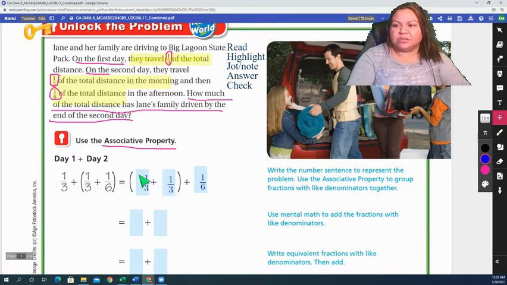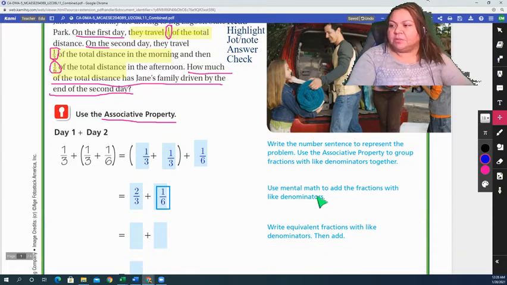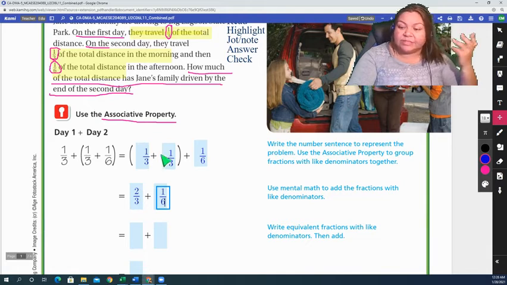Okay, so here, because I have now changed the grouping to add 1/3 plus 1/3 first, I don't have to find the equivalent fraction of this number twice because they have the same denominator. So 1/3 plus 1/3, remember, when I'm adding fractions, I add the numerators and the denominator stays the same. We do not add the denominators, only the numerators. So 1/3 plus 1/3 is 1 plus 1 is 2, and the denominator is 3. And then I'm adding 1/6. Okay. So here it said use mental math to add fractions with like denominators. That's exactly what we did.